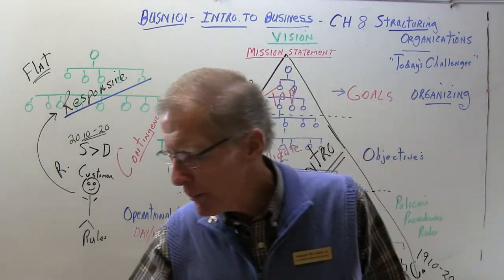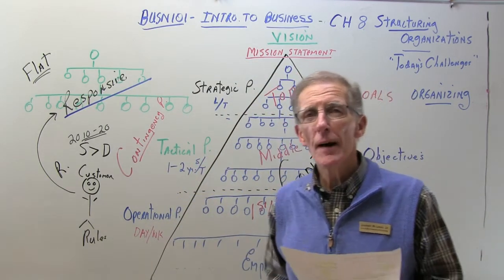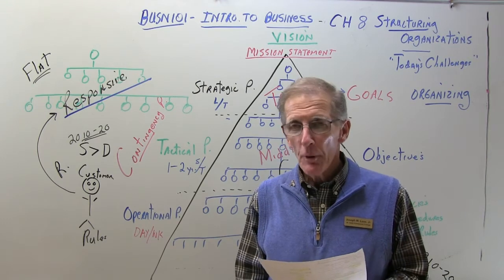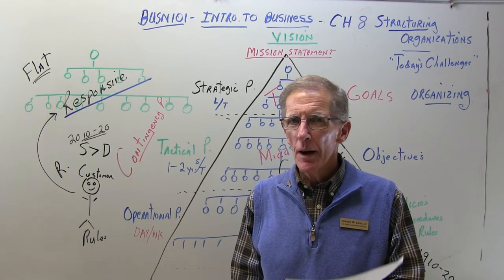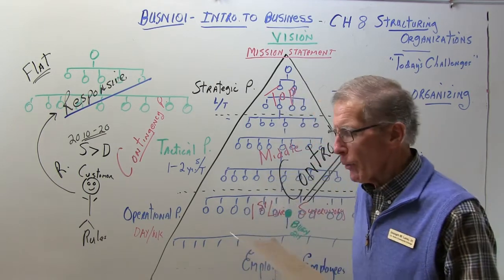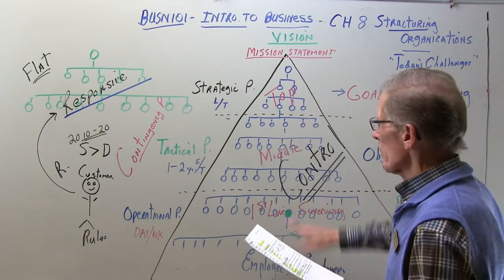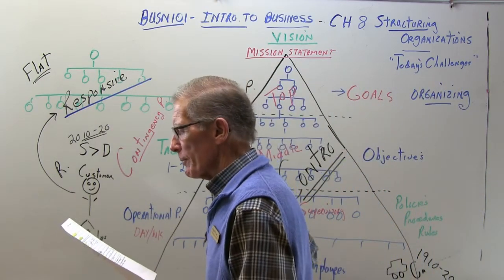But I do want you to be familiar with what span of control is. It's simply the number of folks that a supervisor can effectively supervise. But if you have good people and you empower them and you're a good supervisor, you should be able to handle more. Flat versus tall. We've already beat that to death. Tall organizational structure, controlled. Flat organizational structure, responsive. Be familiar with that.